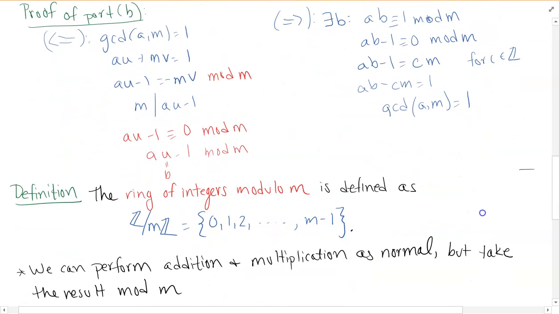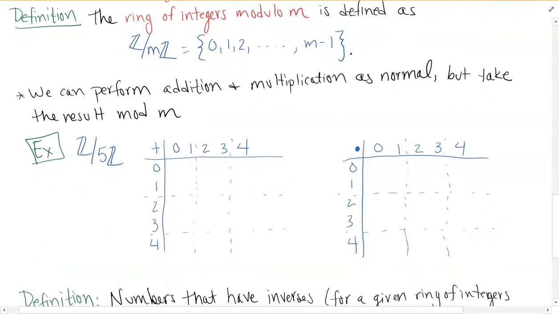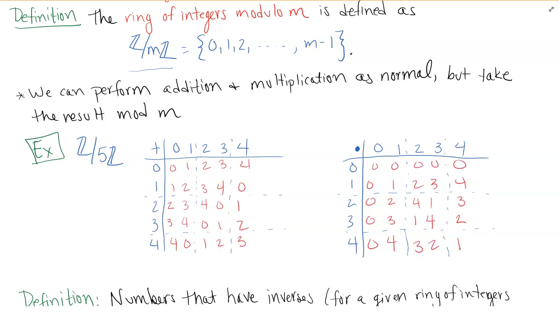Okay, and then some other definitions in here. One common set of congruence classes that we look at is the ring of integers mod m, and by definition we write it as Z mod mZ, and this is just the integers 0 up through m minus 1. Okay, and then addition and multiplication are normal, but we just take the result mod m. So I want you to pause the video and complete these tables, and resume the video once you think you've completed them. Here are the completed tables.